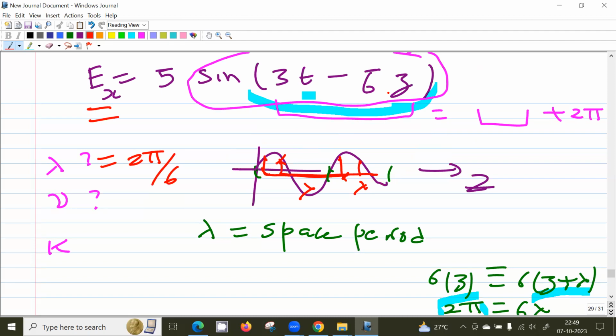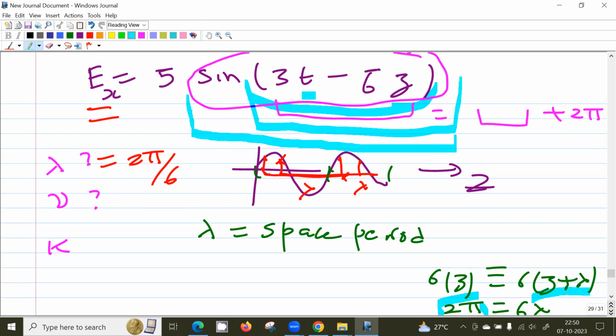In this z, if I increase z by lambda, this value of Ex should not change. So that means if we change z to z plus lambda, and this argument changes by 2 pi, then the sine of this value will not change, right? Or I can say Ex should not change means this thing should not change.